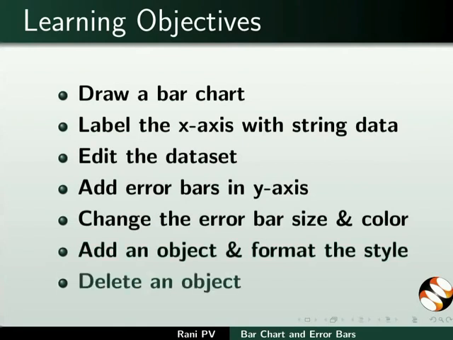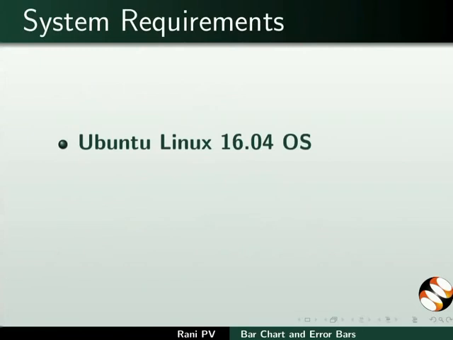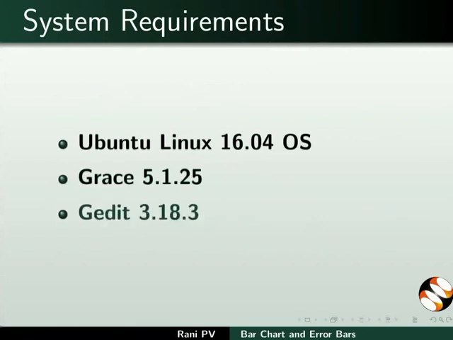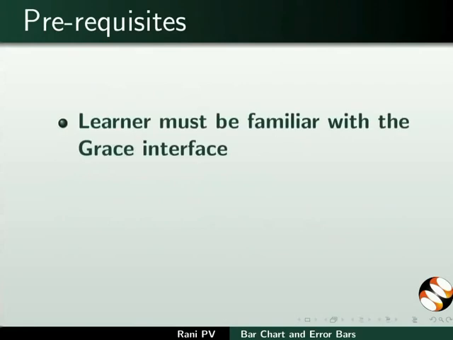change the error bar size and color, add an object and format the style, and delete an object. To record this tutorial, I am using Ubuntu Linux 16.04 OS, Grace version 5.1.25, gedit text editor 3.18.3. To follow this tutorial, learner must be familiar with the Grace interface.